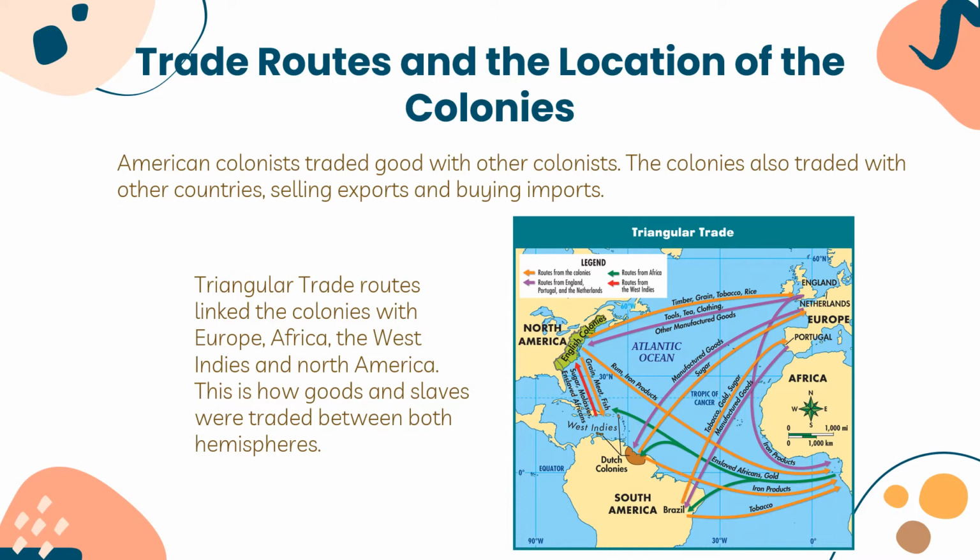American colonists traded goods with other colonies. The colonies also traded with other countries, selling exports and buying imports. An export is a product sold to another country. An import is a product brought from another country. The colonies provided England with raw materials. These are resources that can be made into products.